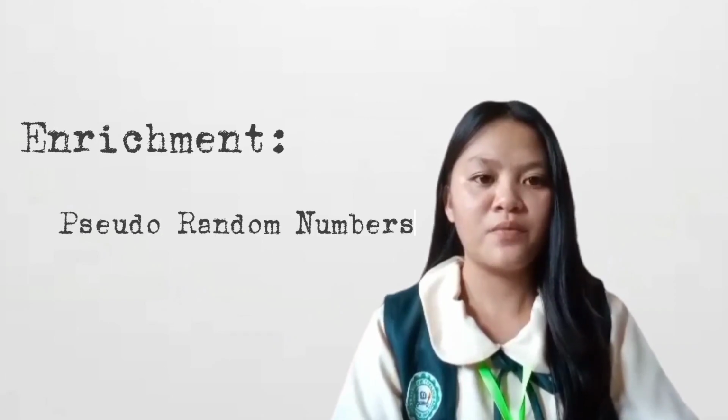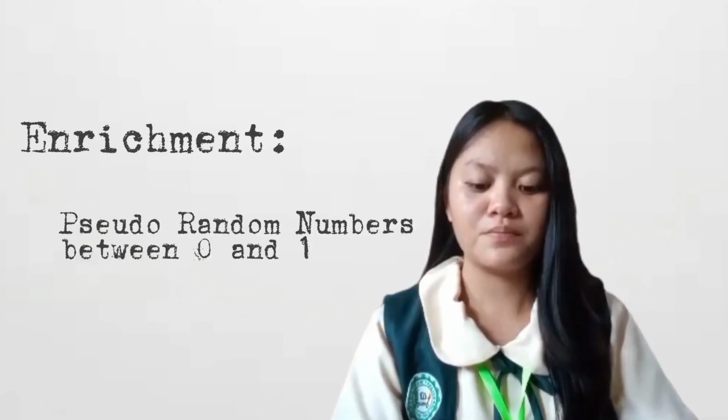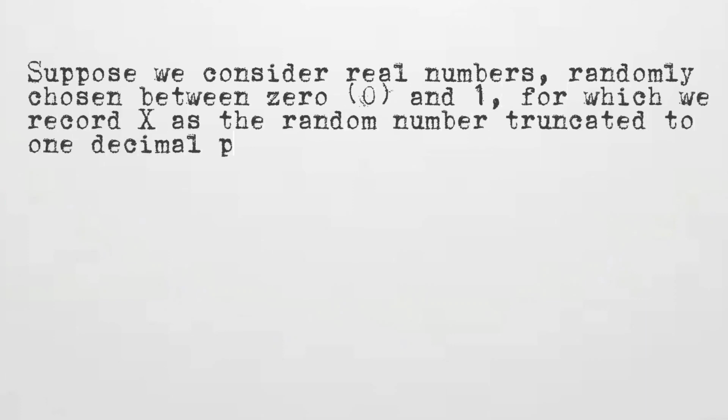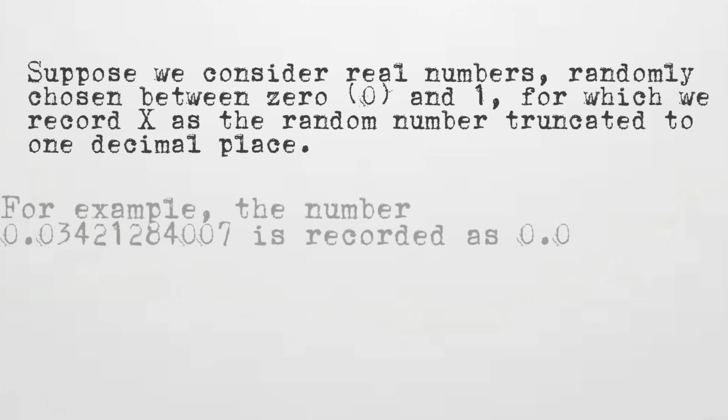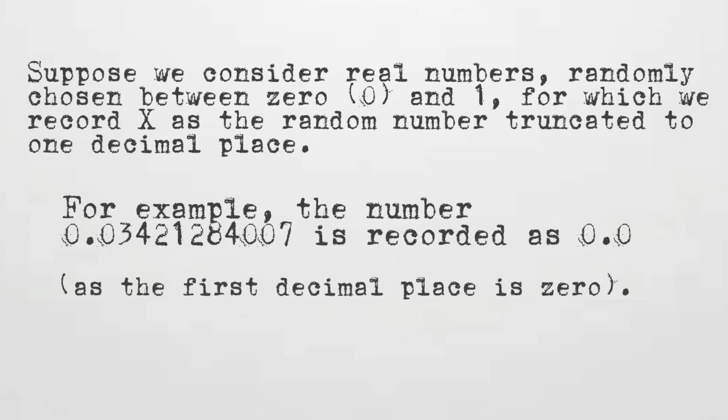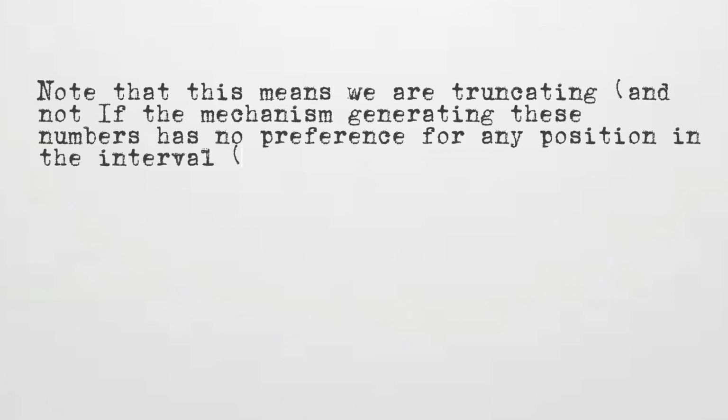So, let's move on to the enrichment. Pseudo-random numbers between 0 and 1. Suppose we consider real numbers randomly chosen between 0 and 1, for which we record x as the random number truncated to one decimal place. For example, the number 0.034212840007 is recorded as 0.0 as the first decimal place is 0. Note that this means we are truncating and not rounding.